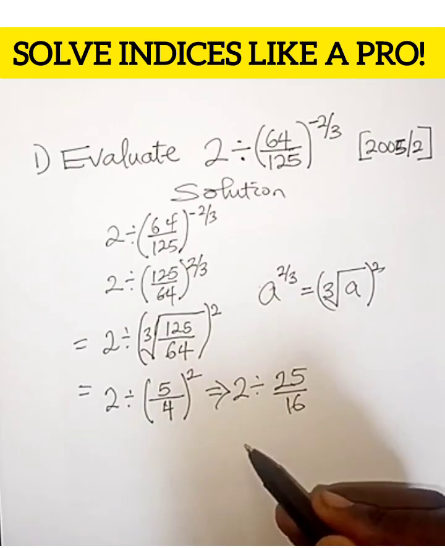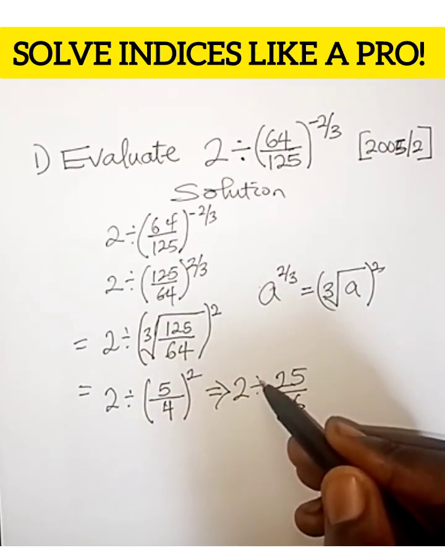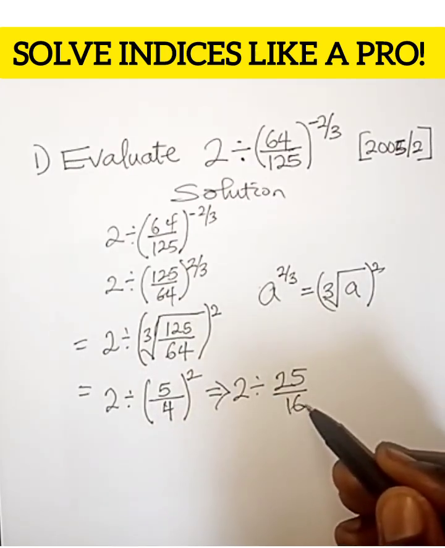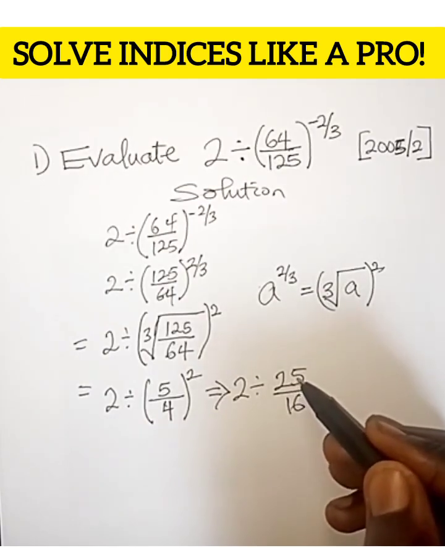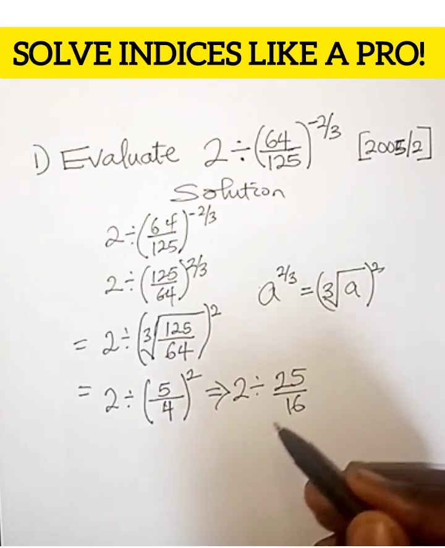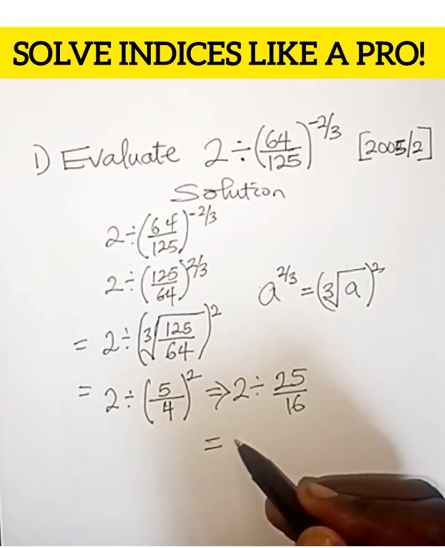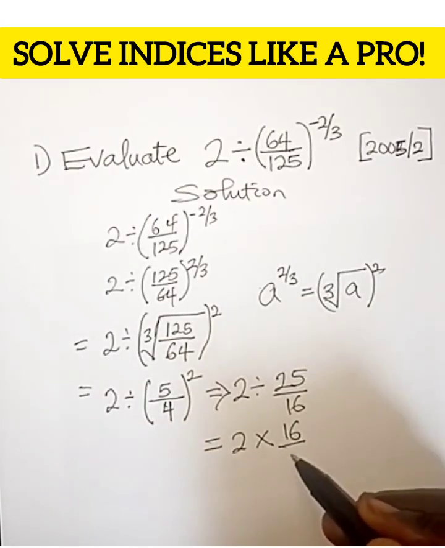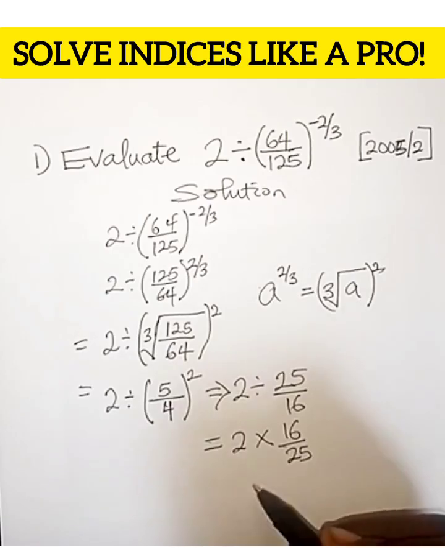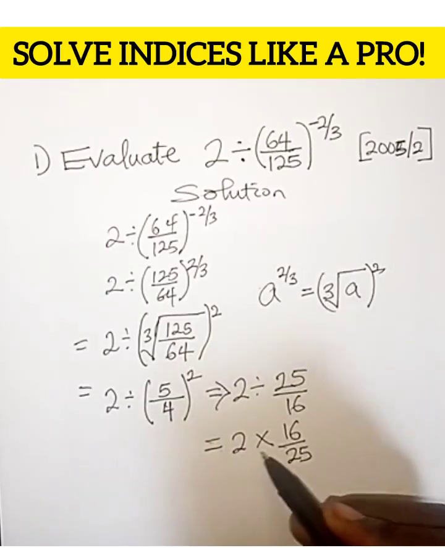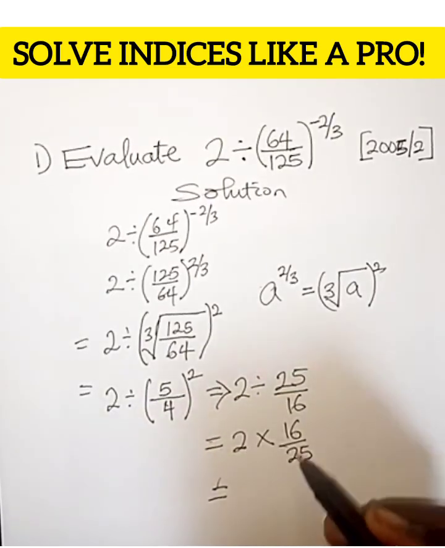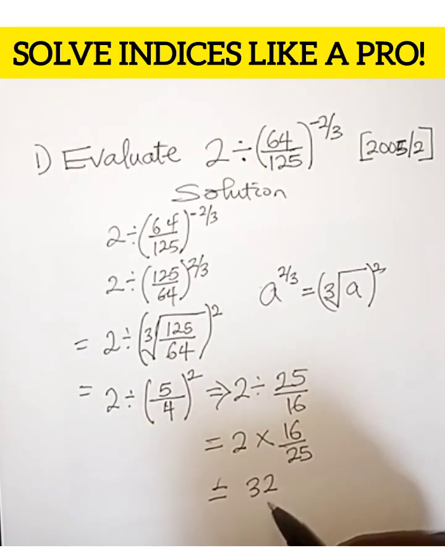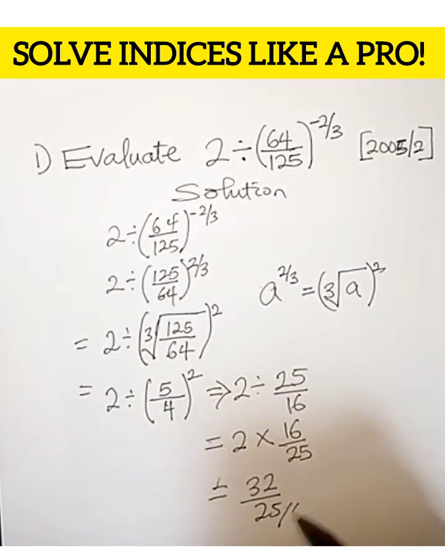Now if you change this to multiplication, the numerator and the denominator will interchange as well. So from here, you have 2 times 16 over 25. Now from here you are going to have 2 times 16, which gives 32 over 25. This cannot be further reduced, so this will be our answer.